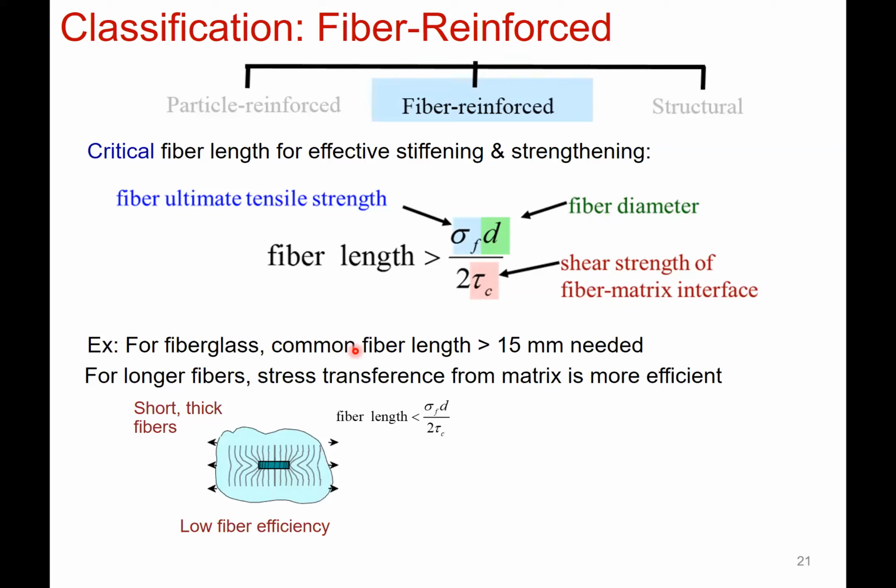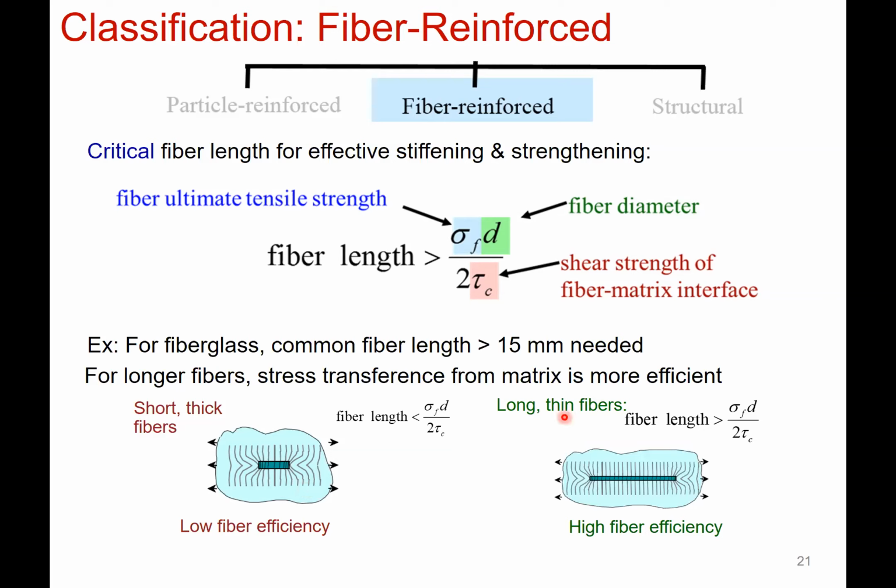So here we talked about before, for fiberglass, the common fiber length is typically longer than 15 millimeters. For the short, thick fibers, you could see here the strain fields, and it can have lower efficiency. If you have longer fibers, then you could see that the fiber takes on a lot of the load. And when it's farther away, you could see there are distortions in the strain field. So let me pause here and see if there are any questions.